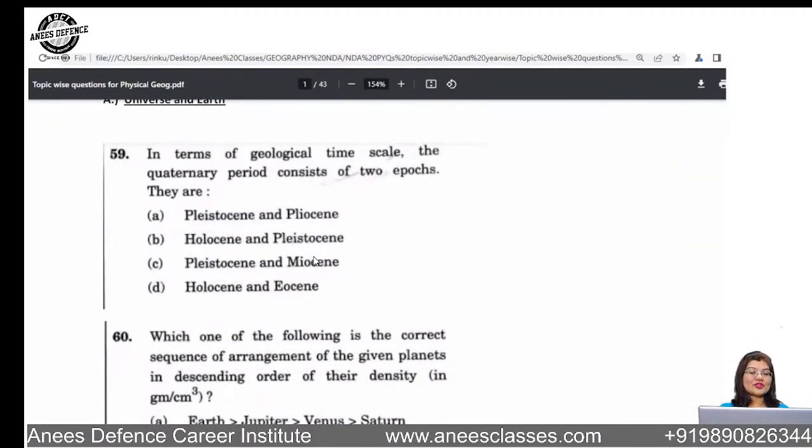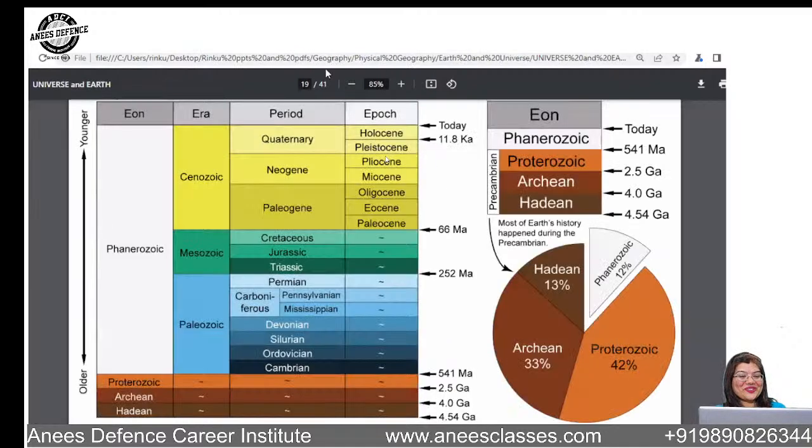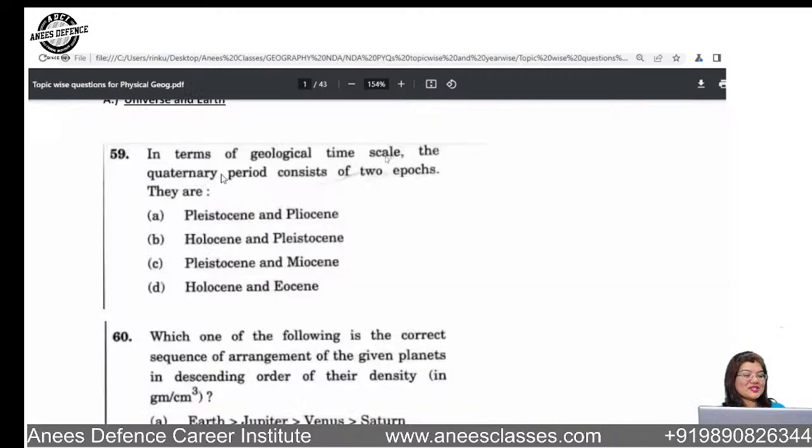This is the question. In terms of the geological time scale, the Quaternary period consists of two epochs. Which were the two epochs that we were talking about? Here are your answers: Pleistocene, Pliocene; Holocene, Pleistocene; Pleistocene, Miocene; and Holocene, Eocene. We need the last two, which are Holocene and Pleistocene.